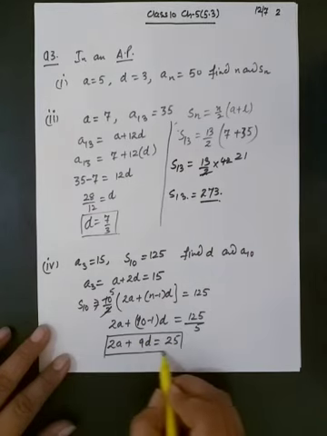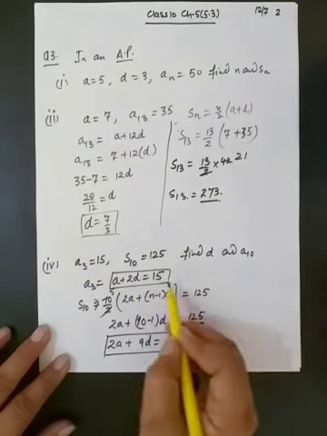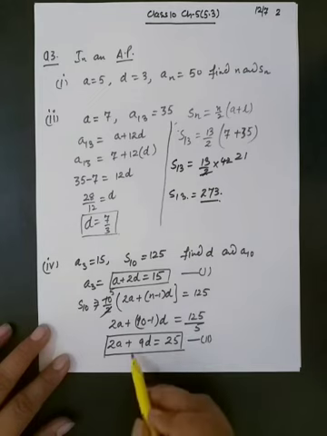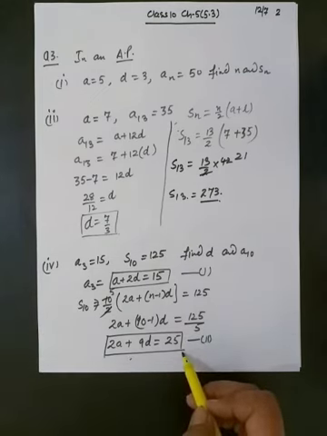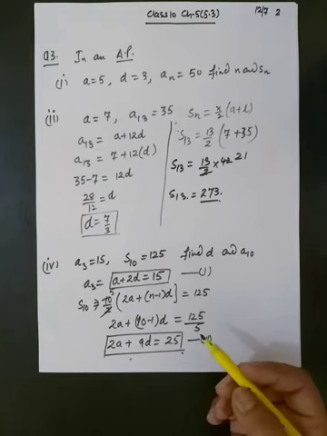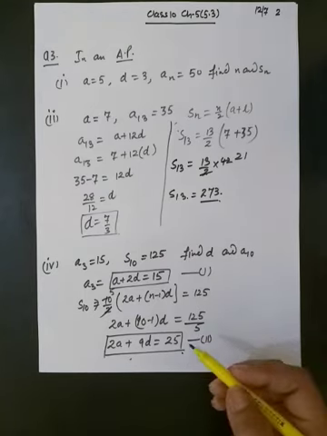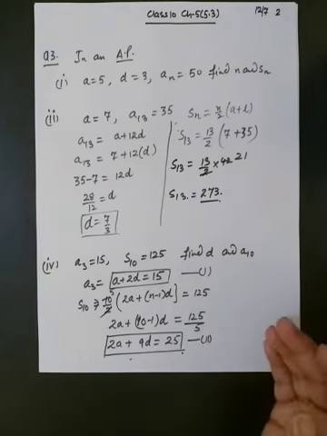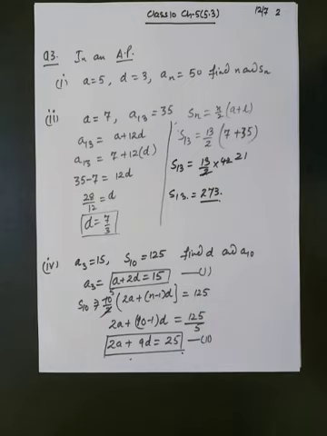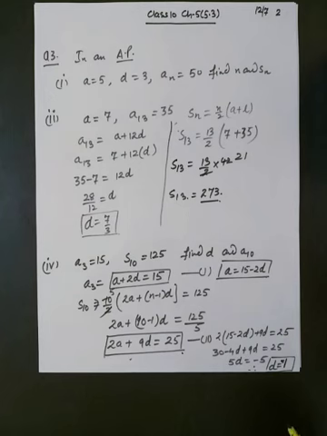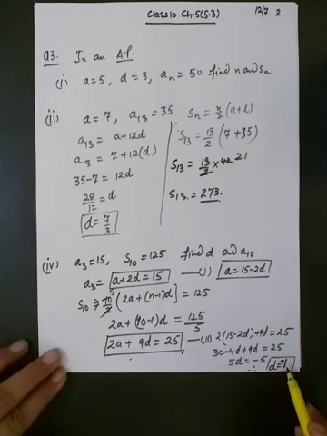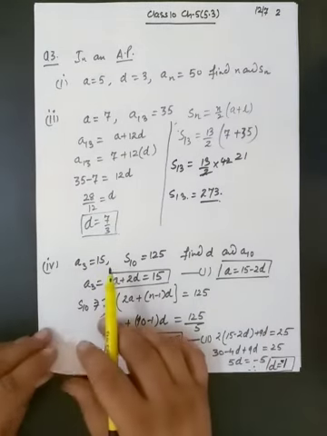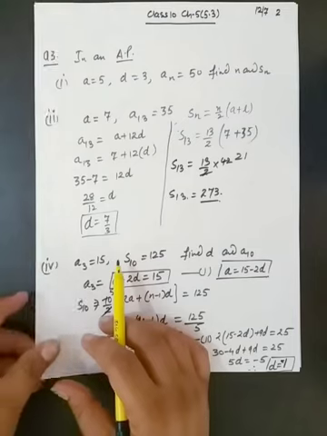Now we have two equations. Equation number 1 is a plus 2d is equal to 15, and equation number 2 is 2a plus 9d is equal to 25. Now we can solve these two equations for the values of a and d. We can use the substitution method or any method to solve these equations. After solving these two equations, we get d is minus 1. Now by putting the value of d in a is equal to 15 minus 2d, we can find the value of a.